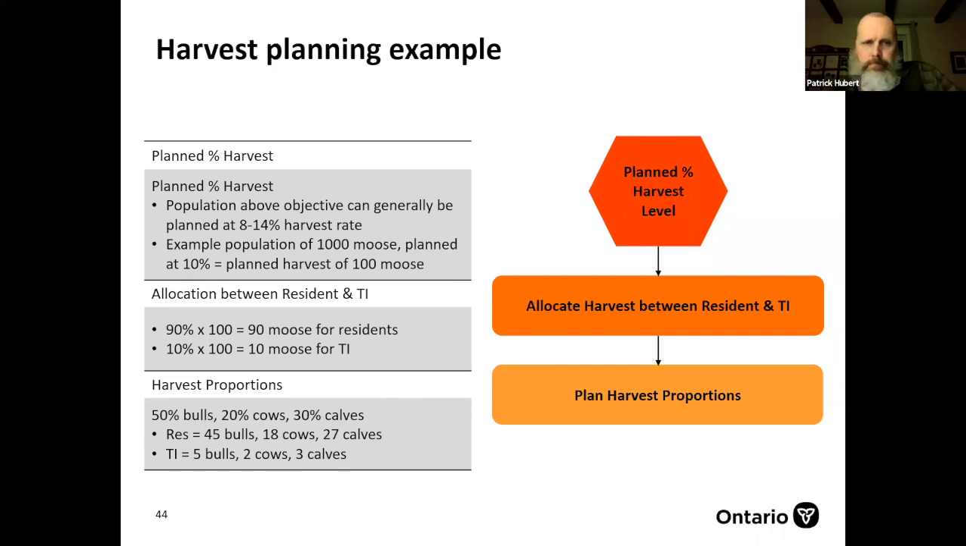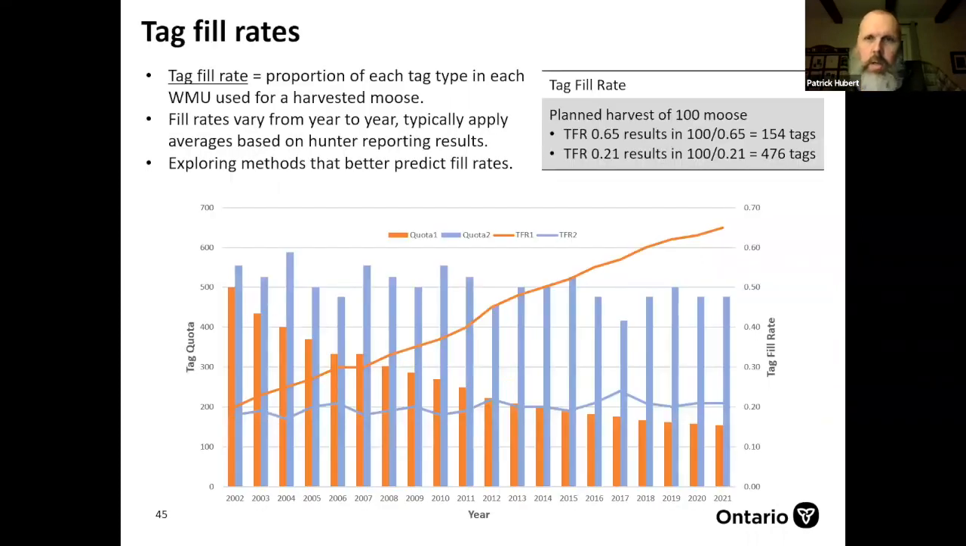So next slide. So this slide, it just looks at the tag fill rate. And I really wanted to show this to help folks on the call appreciate how high tag fill rates, and particularly increasing tag fill rates, influences tag quotas. So we know how many moose we can take from the population. That's, like I said, the allowable harvest. But we know that hunters don't harvest at the same rate for all tag types.